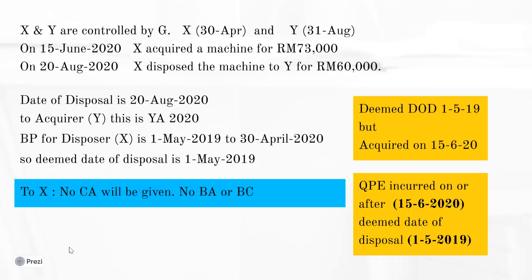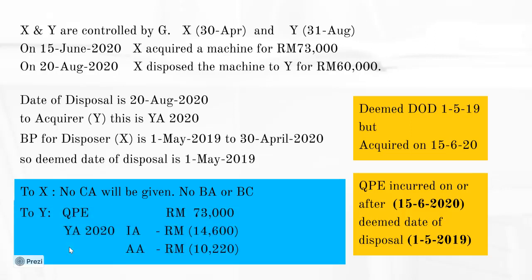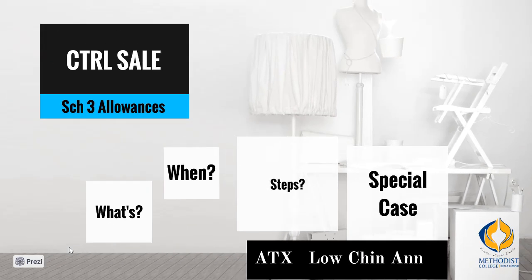So to X, no CA will be given. No BA, no BC, no CA, nothing. And to Y, you will be as if the first owner. That's why Y will have the qualifying plant expenditure of 73,000. That's the original amount acquired by X, but you're going to use that. And notice in year of assessment 2020, you're going to get IA and AA. That's the special situation that applies to control sale.